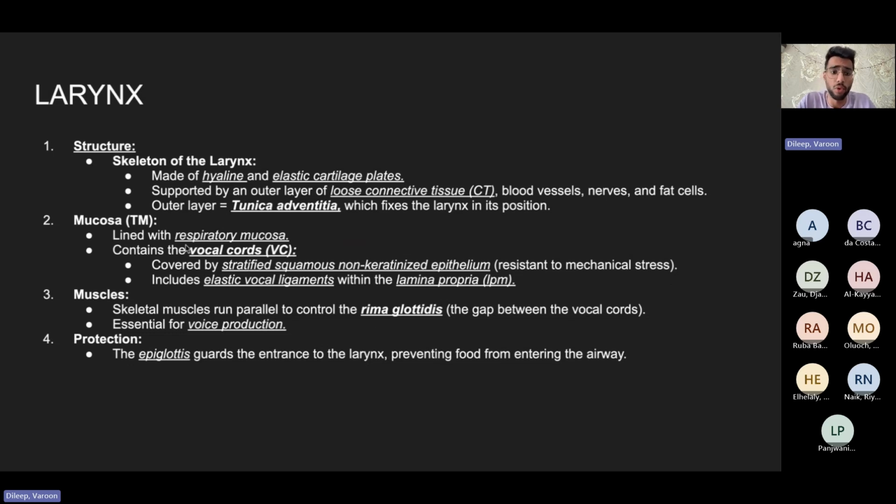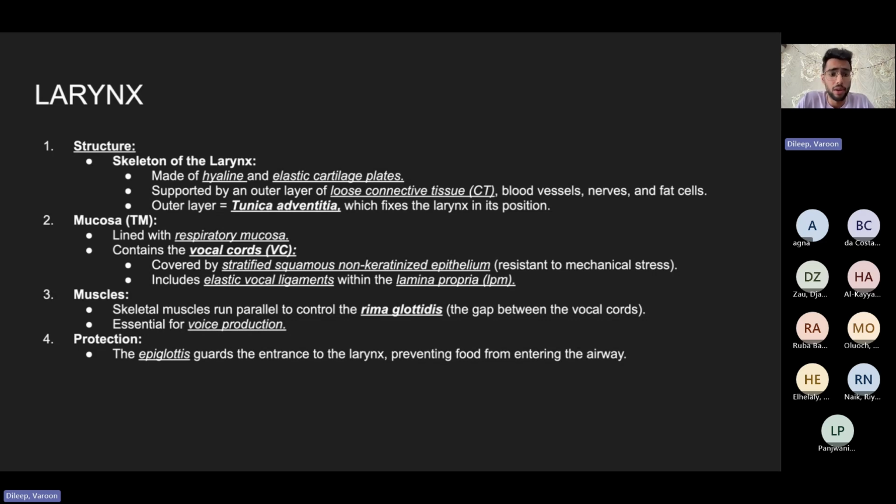is that it contains vocal cords, which are covered by stratified squamous non-keratinized epithelium, and it includes elastic vocal ligaments with lamina propria mucosa. So there is no slide for you guys to identify for the larynx, so you just need to memorize this theory. When we talk about the muscle, it has skeletal muscles which run parallel to control the rima glottidis, which is the gap between the vocal cords, and this is important for voice production.